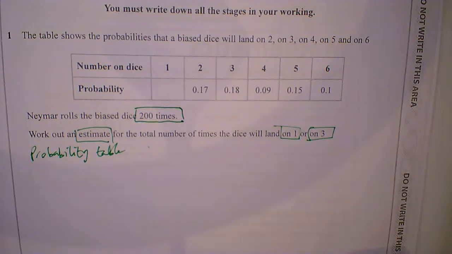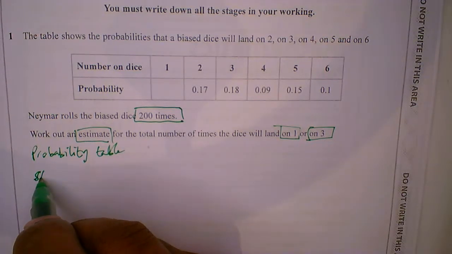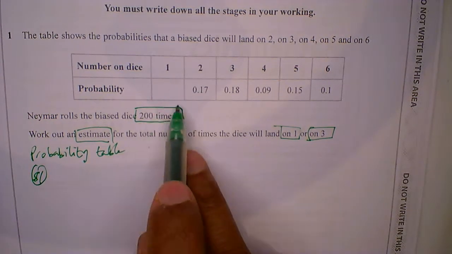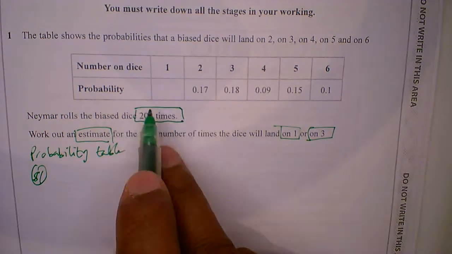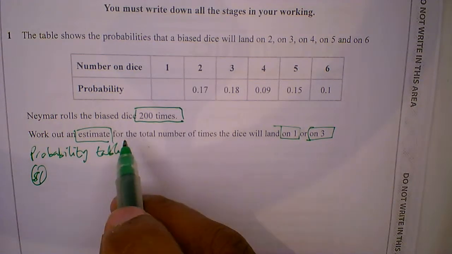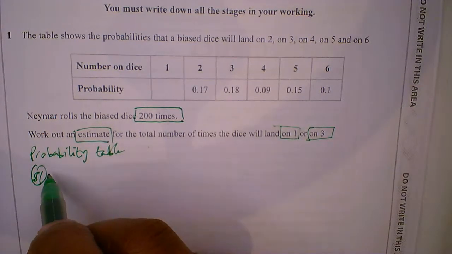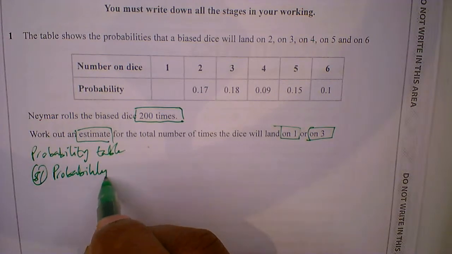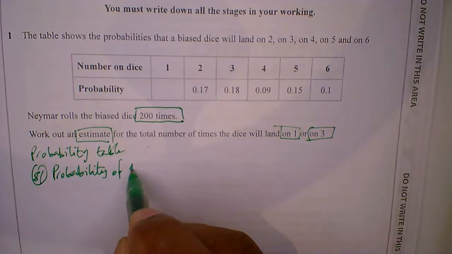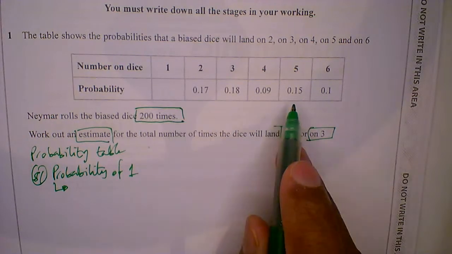So what are the first few things we need to work on? You can do this a number of ways. Step 1 is we've got to work out the unknown, the probability of 1. How do we do that? All probabilities add up to 1.